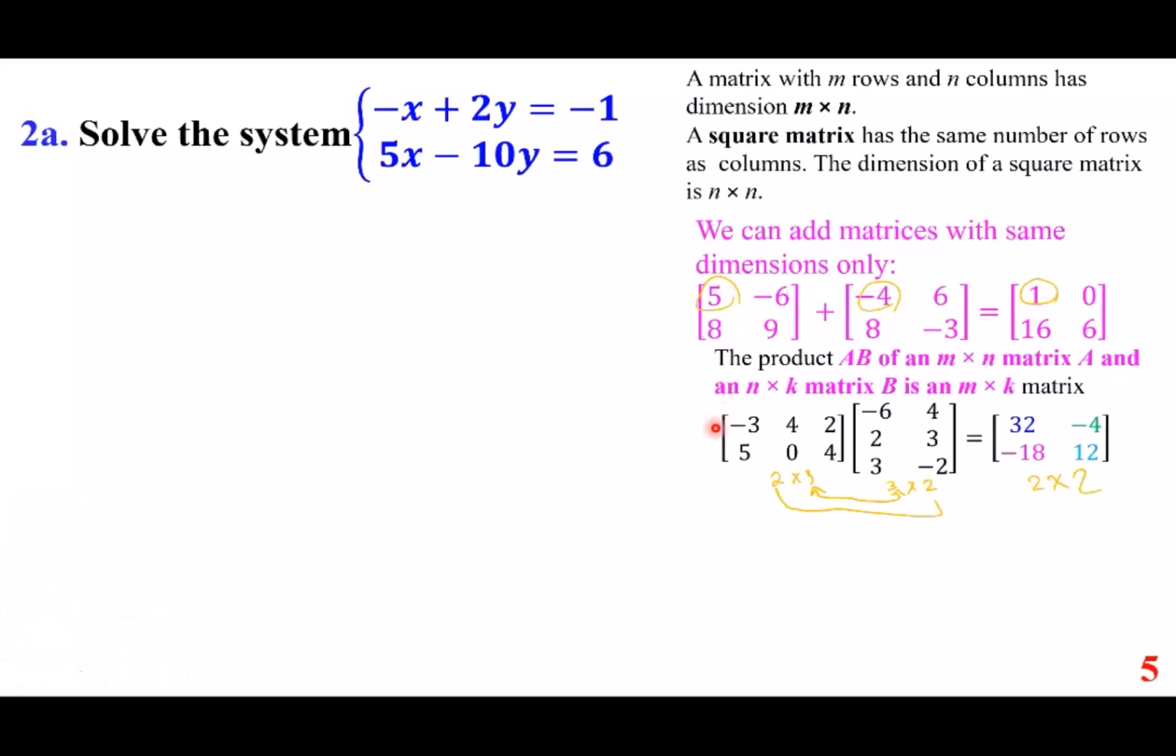And the way it works, you multiply this row by this column. So as an example, -3 times -6, 4 times 2, 2 times 3, and it gives you 32. So again, -3 times -6 is +18. 4 times 2 is 8. 2 times 3 is 6. They add up to 32.